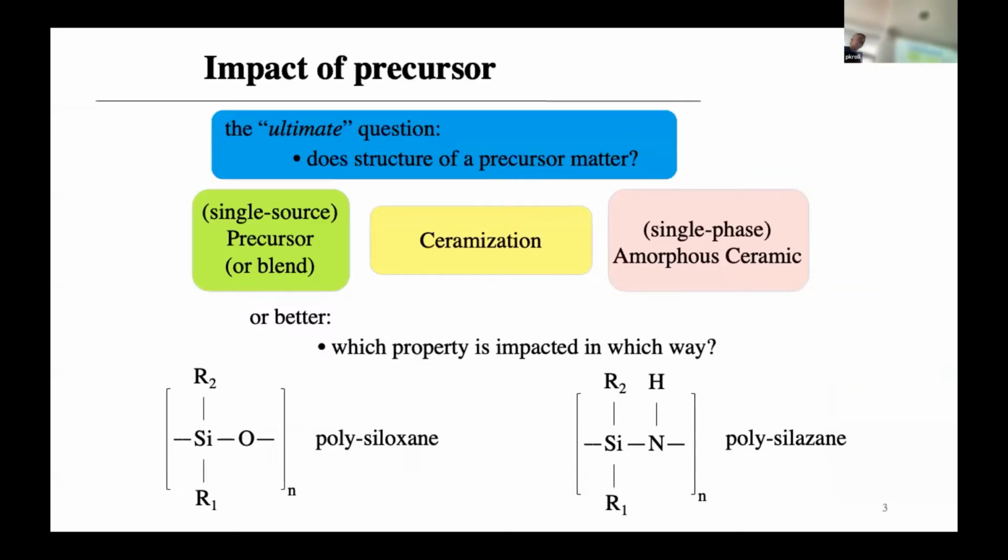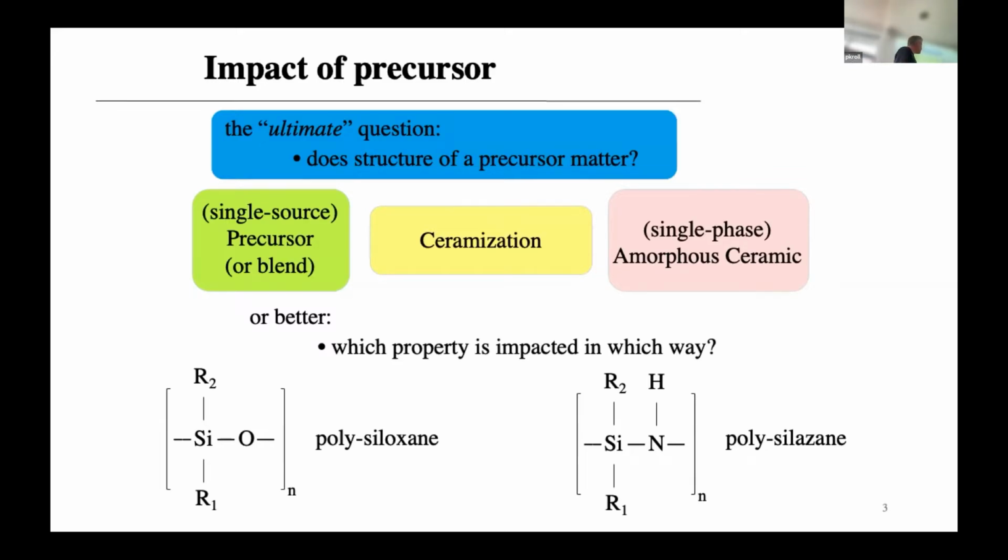When we do polymer pyrolysis, some of our so-called ultimate questions is, does the structure of a precursor matter? Some folks would say, based on thermodynamics, in the end, if you go to high temperatures, it does not matter. Others say, oh, no, it will matter, in particular because in between the kinetics of your polymer structure may impact what you get in the end, and by this side way, have an impact on the outcome and the thermodynamics of the final product as well. So that's the ultimate question. Does it really matter? Or maybe much better, which property is impacted in which way and how and so forth.